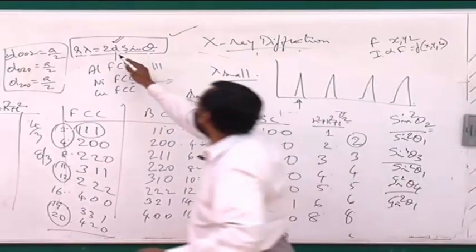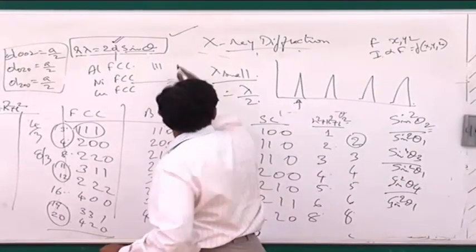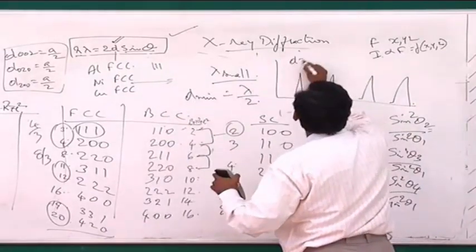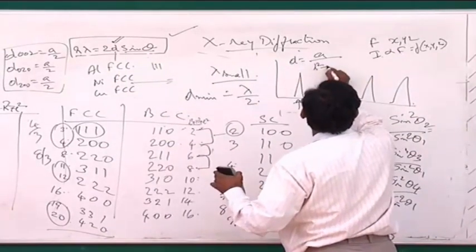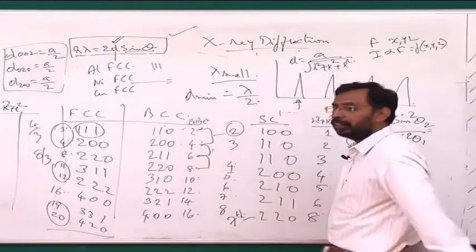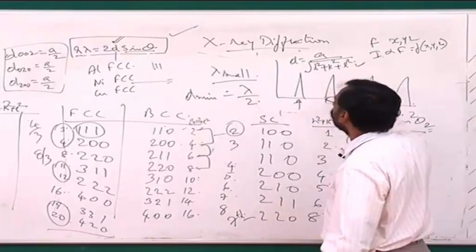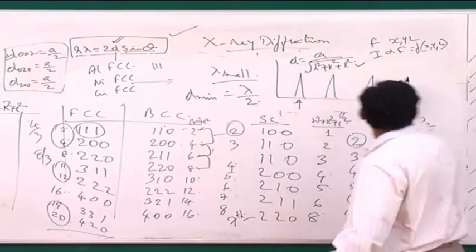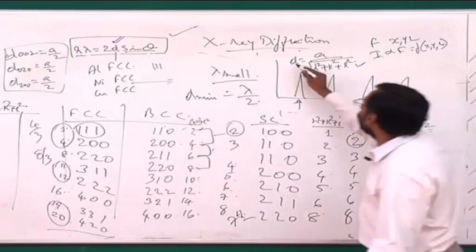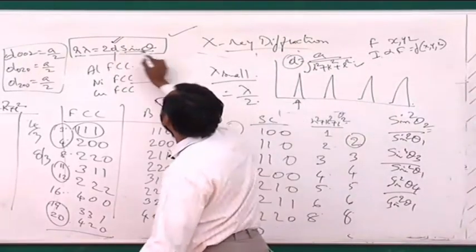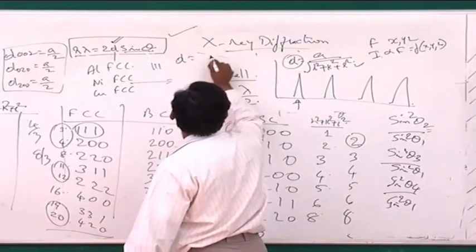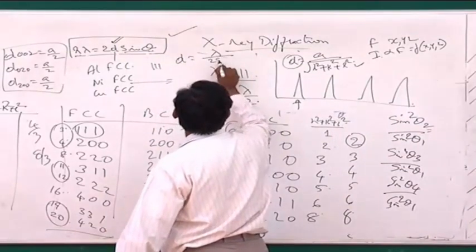When the HKL is very large, you can see here our relation is D is A by square root H square plus K square plus L square. So if the HKL is very large, then D is very small. Why here you will get a large theta? Because if the D is small, then the theta is large, because D is lambda by 2 sin theta.